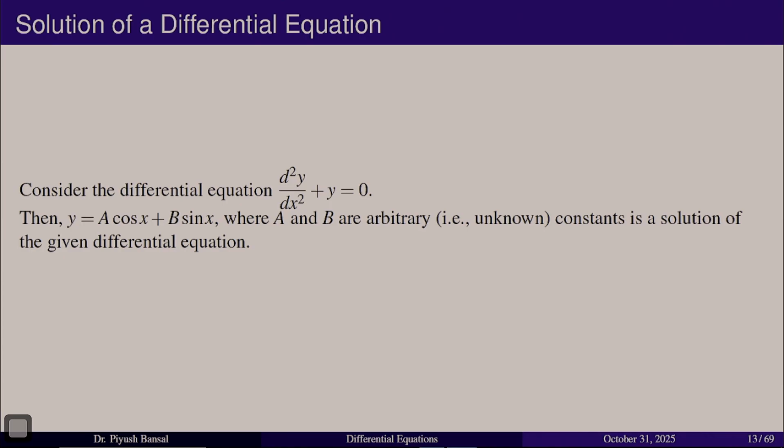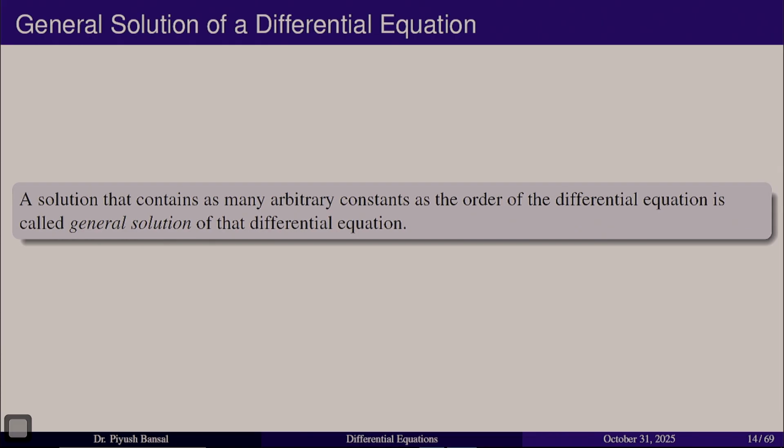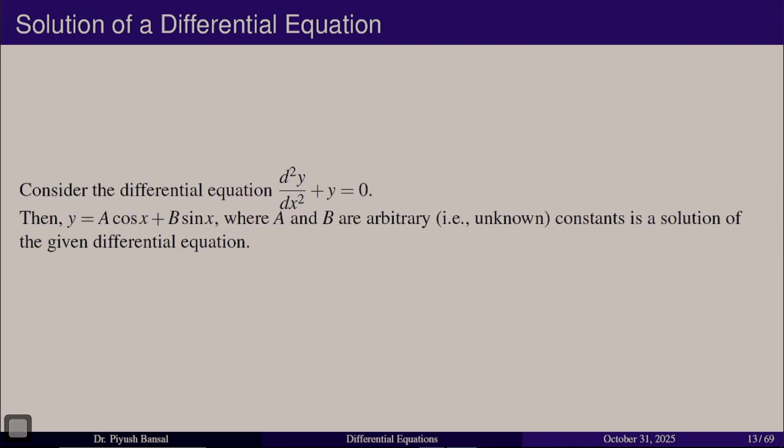Now, solutions can be of different types. The first type is general solution. General solution basically is a solution of a differential equation which contains as many arbitrary constants as the order of the differential equation. Just like here, if you look at the previous example itself, d2y over dx square plus y equals 0, the order here is 2. So, its general solution will contain 2 arbitrary constants, just like the case over here, a and b. A and b are 2 arbitrary constants. They can take any arbitrary values. So, this will be called a general solution of the given differential equation.